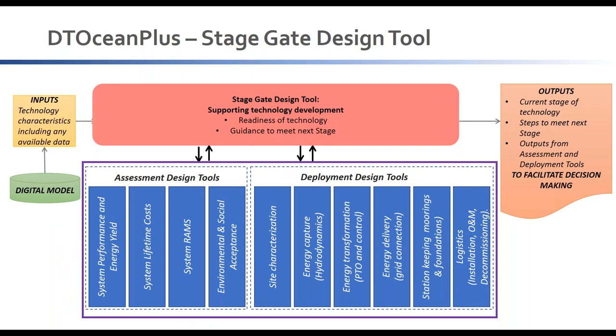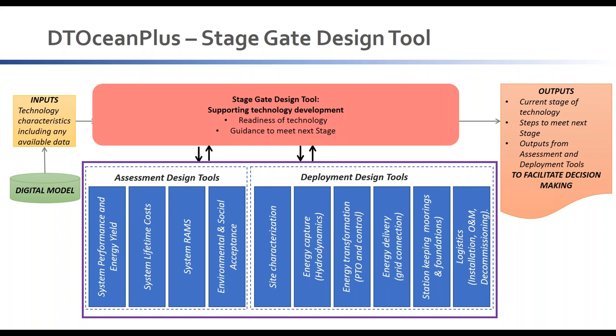So I've talked you through what the stage gate design tool will do, and I've got on the screen now a schematic of what this could look like. So to start off with, the inputs to this tool would be technology characteristics which define a technology.